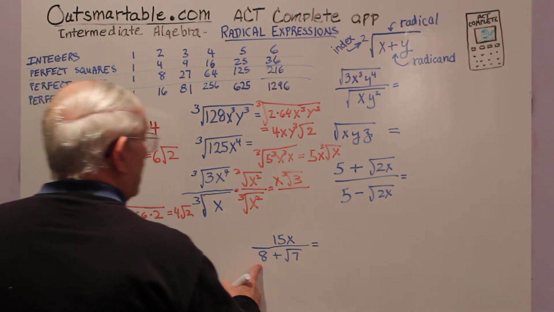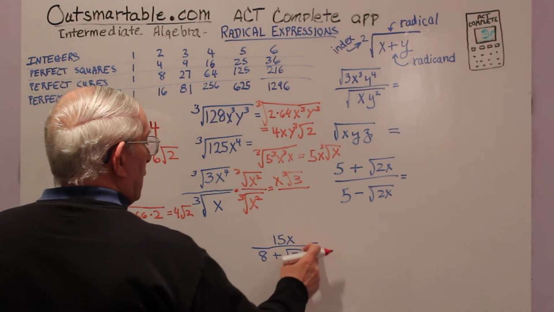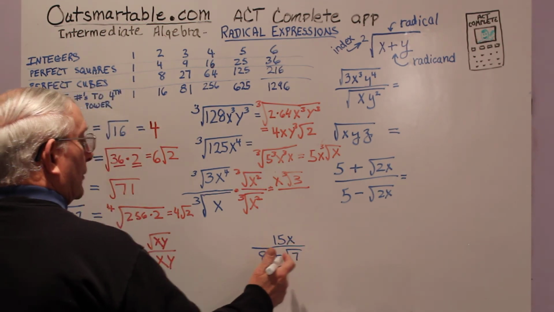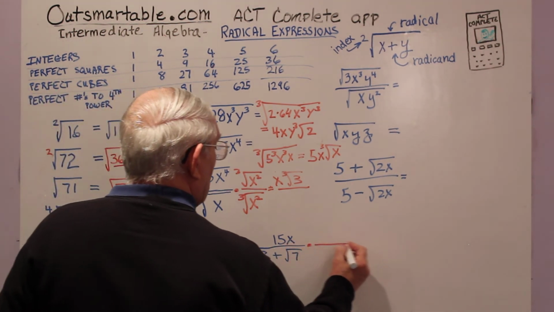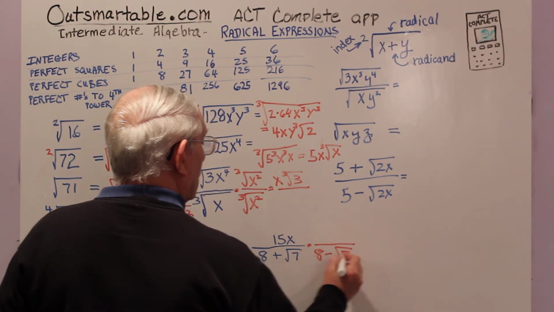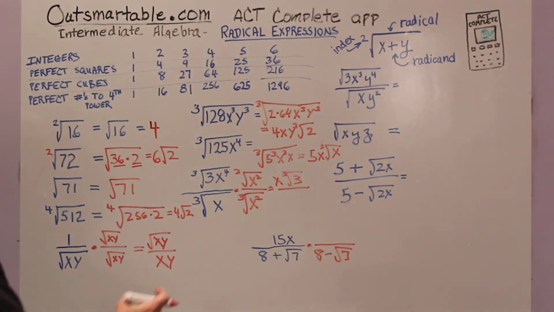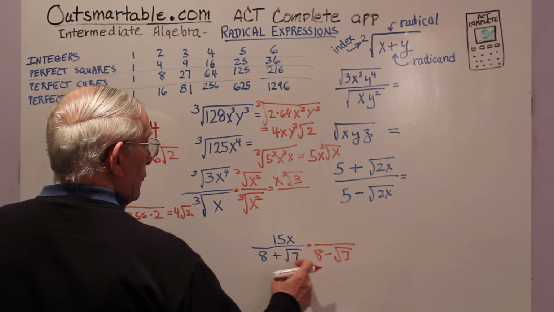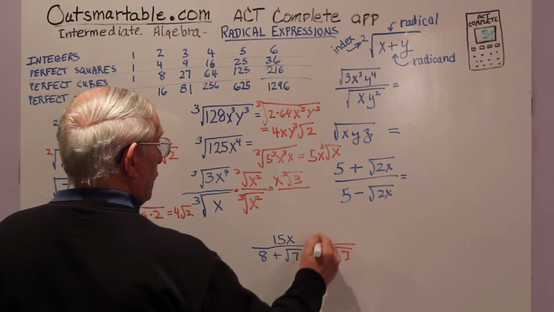How about this one? This one's a little nasty, isn't it? It has a sum. You want to multiply this times the conjugate. What is the conjugate of this denominator? It's, instead of 8 plus square root of 7, it's 8 minus square root of 7.